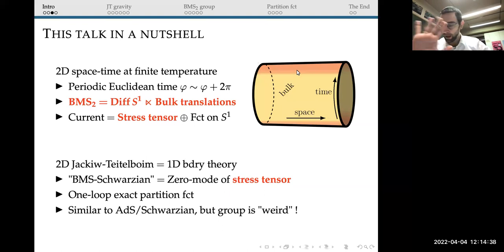No. I'm really not going to talk about those at all. Indeed, I'm only going to talk about a situation where I have a single boundary and I'm going to define a boundary action on that boundary. I'm not going to try to have, as you said, a wormhole situation where I have two boundaries. That's well beyond what I have in mind here.